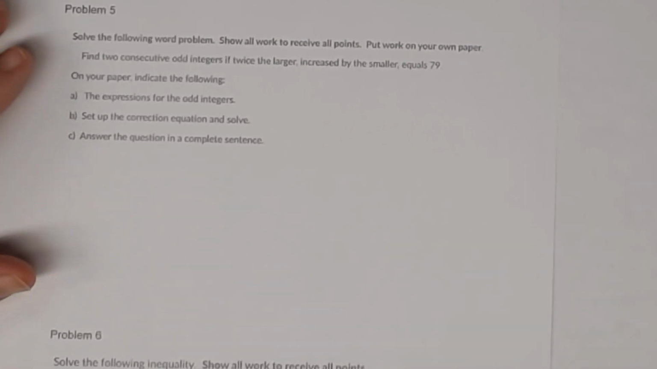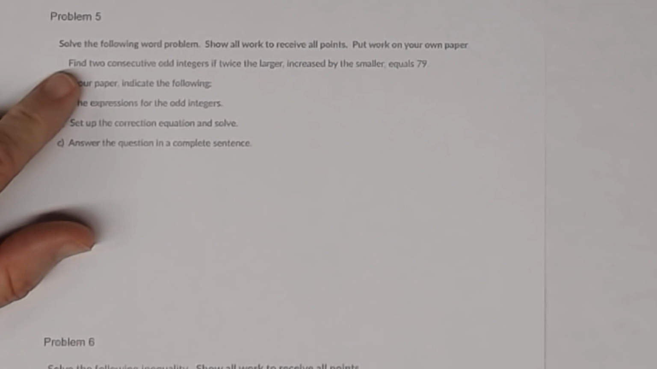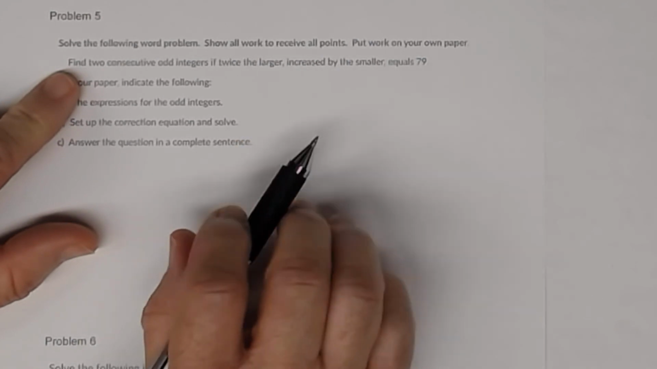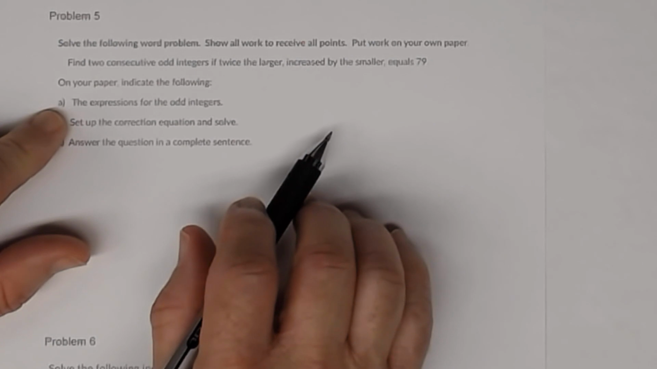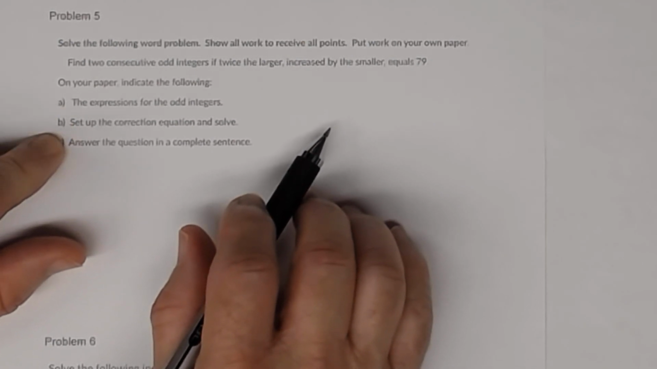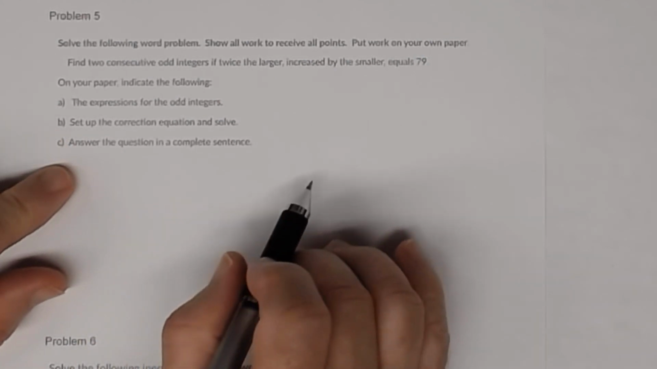All right, number 5, let's take a look at number 5. We have this application problem. It's very hard to read, but just listen carefully. It says find 2 consecutive odd integers if twice the larger increased by the smaller equals 79. On your paper it indicates the following: the expressions for the odd integers, you're going to set up the correct equation and solve, and then answer the question in a complete sentence.